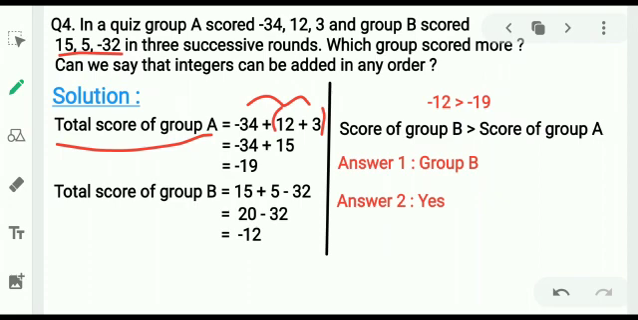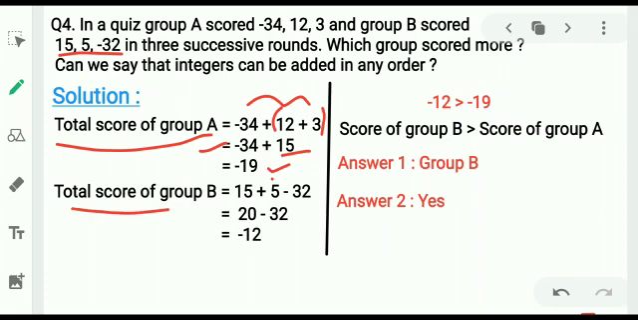When we add 12 and 3, we get 15, and when we solve -34 plus 15, we get -19, because they have different signs, so we subtract, and 34 is a larger number than 15 and it has a negative sign. So in the answer we have to put a negative sign.